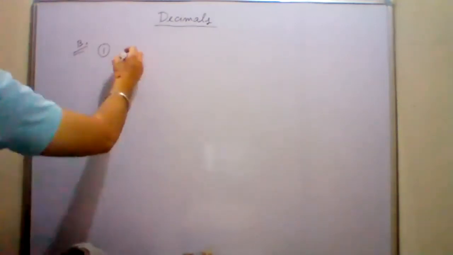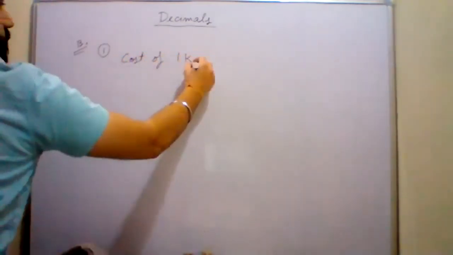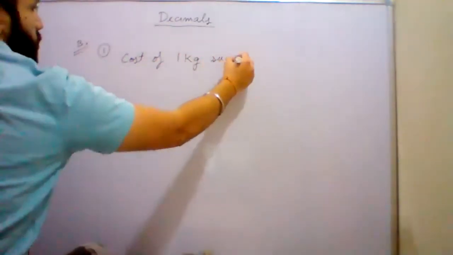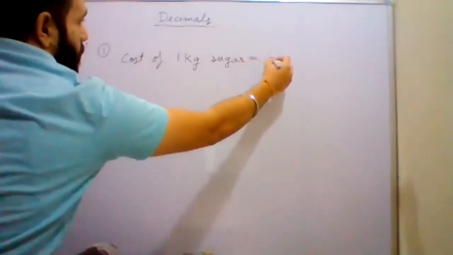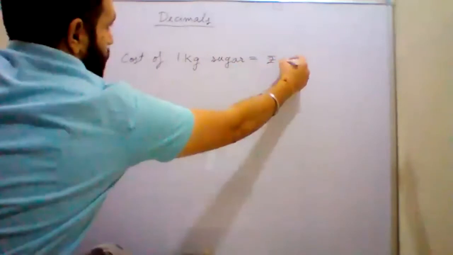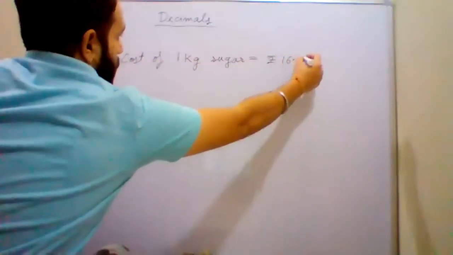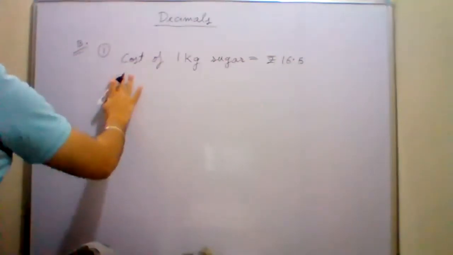If 1 kg of sugar costs rupees 16.5, how much will 3.5 kg of sugar cost? Very simple question. Cost of 1 kg sugar is rupees 16.5. What is the cost of 3.5 kg sugar?